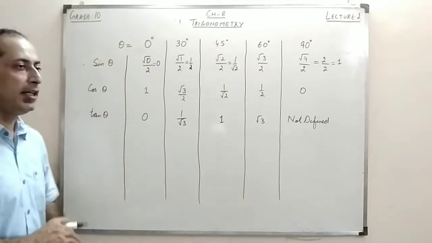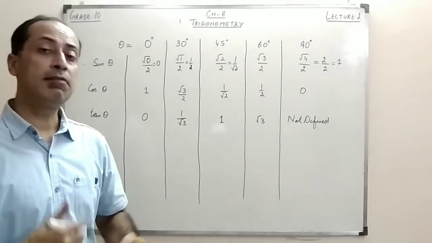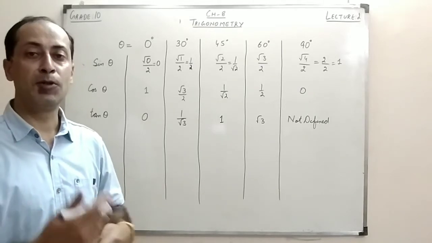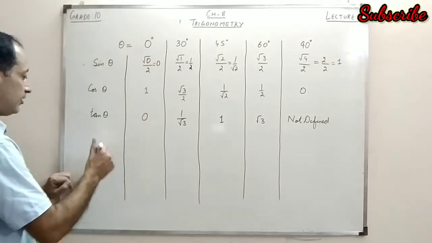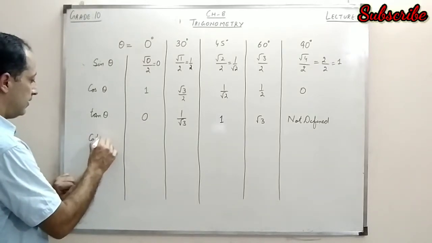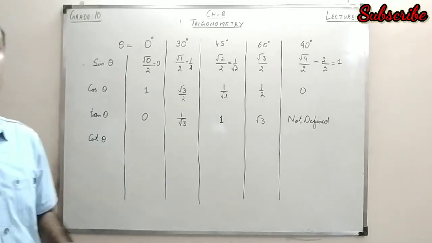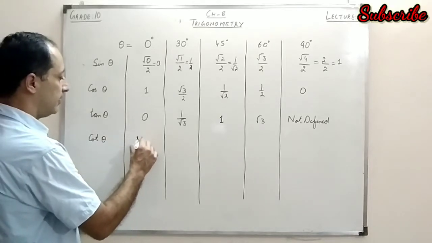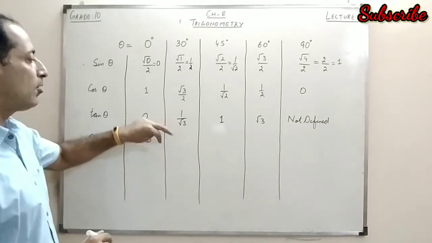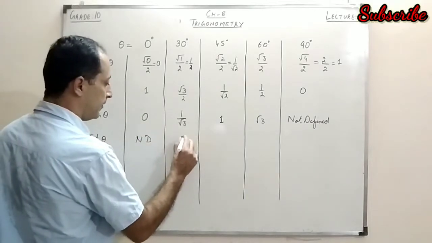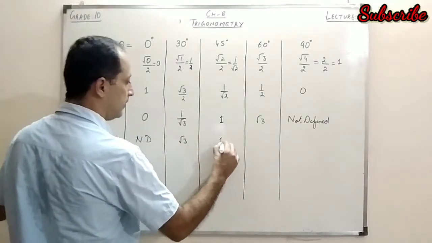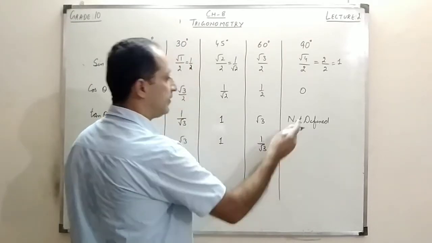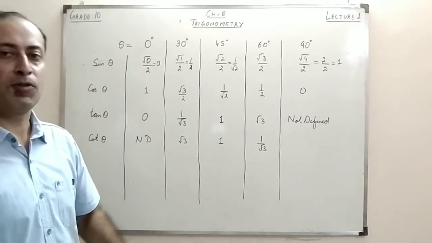Now these were the three main t ratios. The other three t ratios are the reciprocals of these three t ratios. So it is quite easy to remember, just take the reciprocal of these values. So I start with cot theta. The reciprocal of 0 will be 1 by 0, and 1 by 0 means not defined. So I write here not defined. Thus the reciprocal of 1 by root 3 will be root 3. Reciprocal of 1 is 1. Reciprocal of root 3 is 1 upon root 3. And since this was 1 by 0, the reciprocal becomes 0.